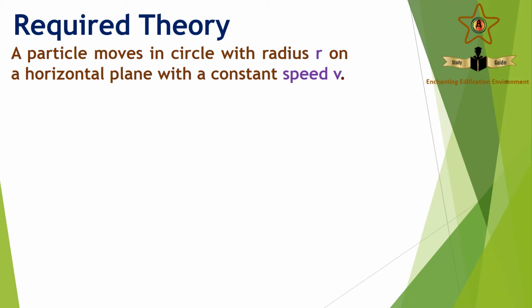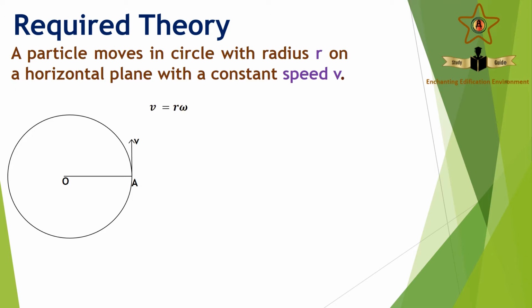We consider a particle moving in a circle. The radius of the circle is r and the speed is constant, which is v, and this particle moves in a horizontal plane. This diagram shows the situation. v is equal to r omega, where omega is the angular velocity. Period of oscillation T is 2 pi over omega or 2 pi r over v. T is used for tension also, so be careful.